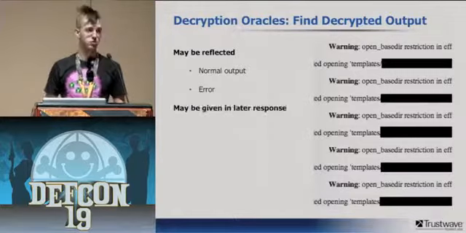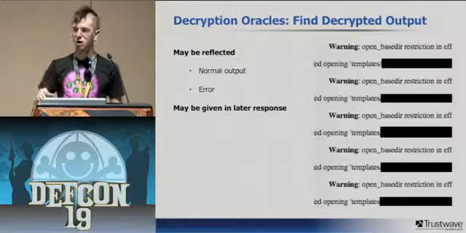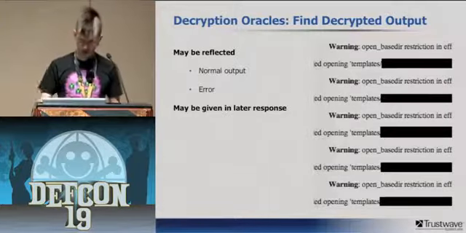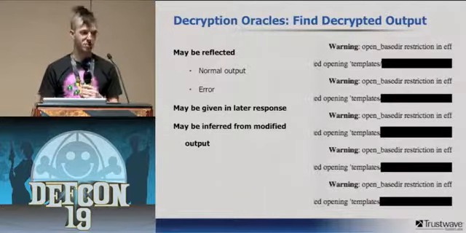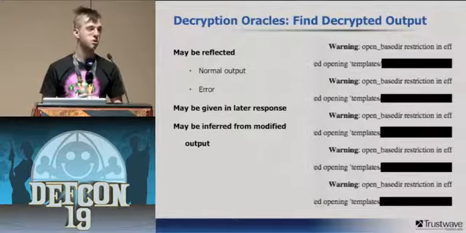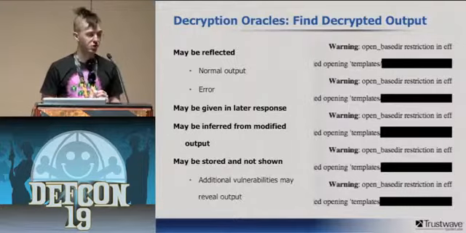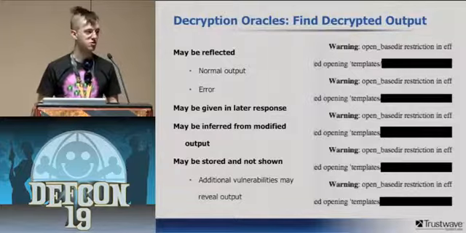So it might be given a later response. Your data might be processed and then put somewhere where it's not going to be given back to you immediately. You need to find it somewhere else. It might be inferred from modified output. So maybe based on what the plain text is, you are getting different things. It might be stored and not shown. So encrypted data is often written to files or into databases.